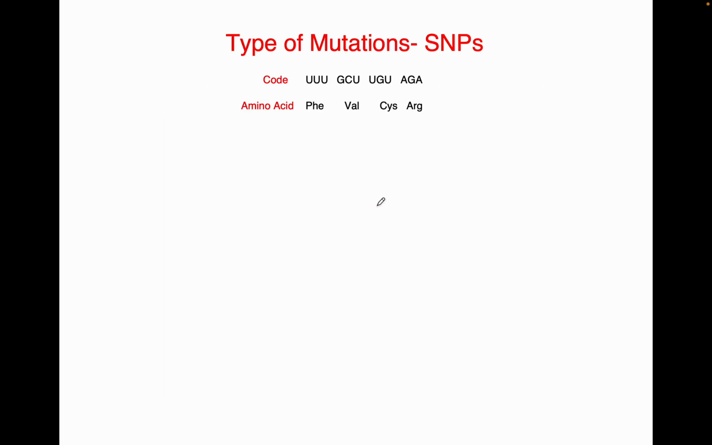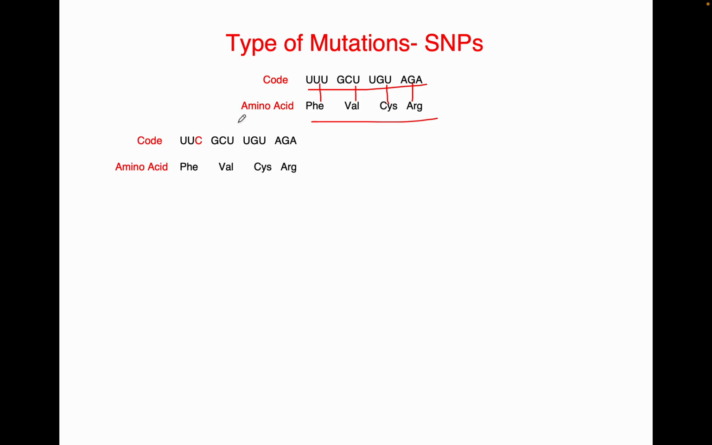Types of mutations. Here I am talking about single nucleotide polymorphisms. For example, this is the genetic code in a DNA, and this is a sequence of amino acids which is translated from the genetic codes. For example, UUA encodes phenylalanine here, and GCU encodes valine, and then UGU for cysteine, and AGA for arginine. Now this is the normal sequence of amino acids.